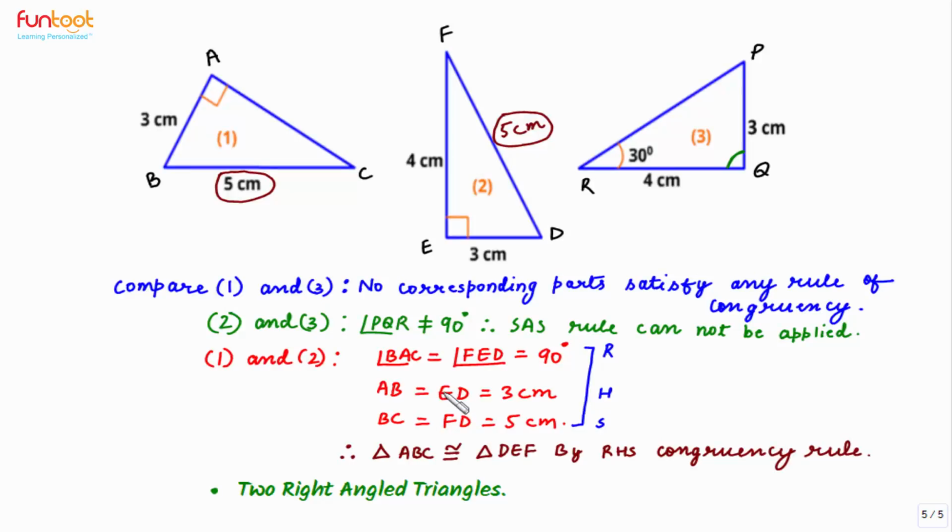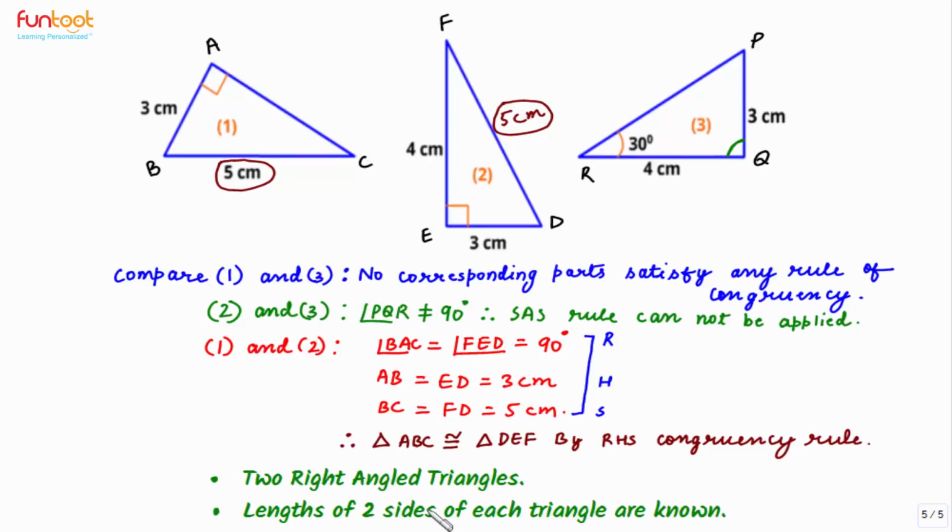Let's summarize what we have done in this problem. Here we were given three triangles, out of which triangles 1 and 2 were right-angled triangles. In each of the triangles, length of two sides is known.